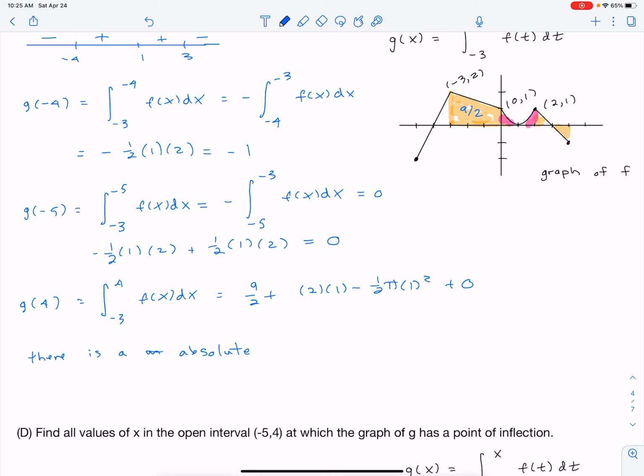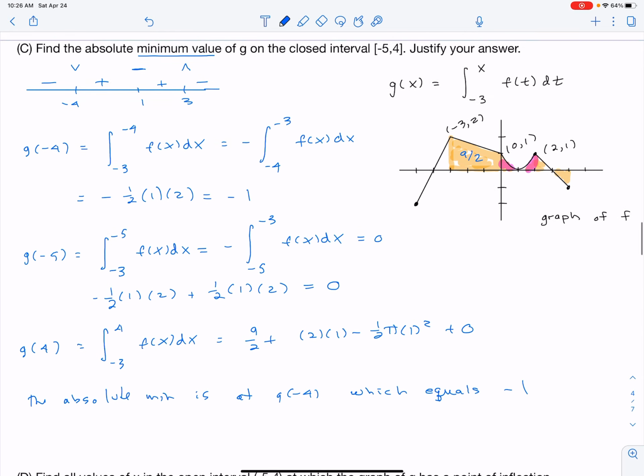Did I spell that right? Absolute minimum at x equals -4, which, let's rephrase that, because they're not asking for the x value, they're asking for the absolute minimum. So I'm going to say the absolute minimum is at g of -4, which equals -1.